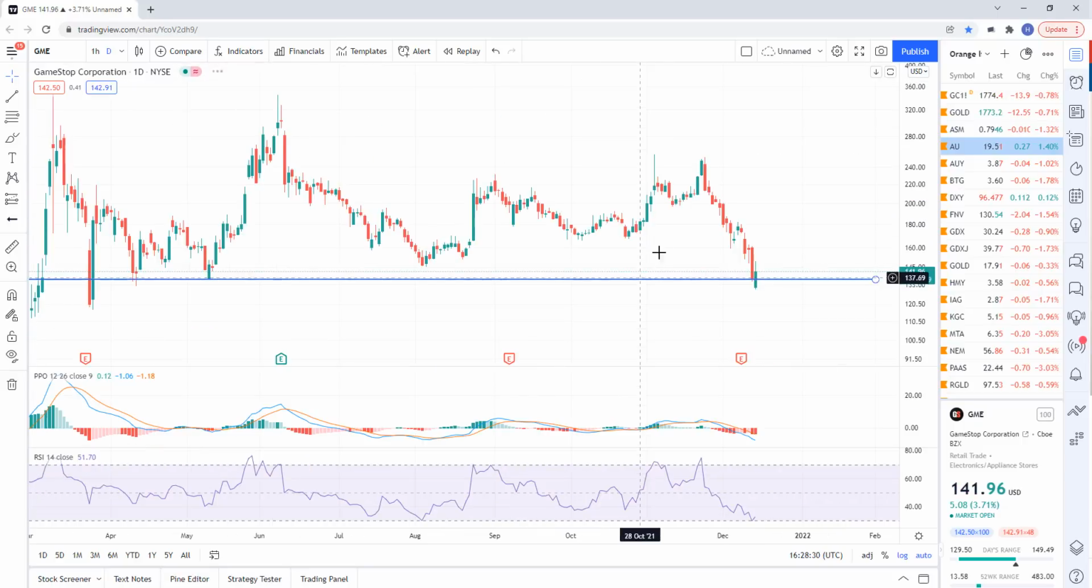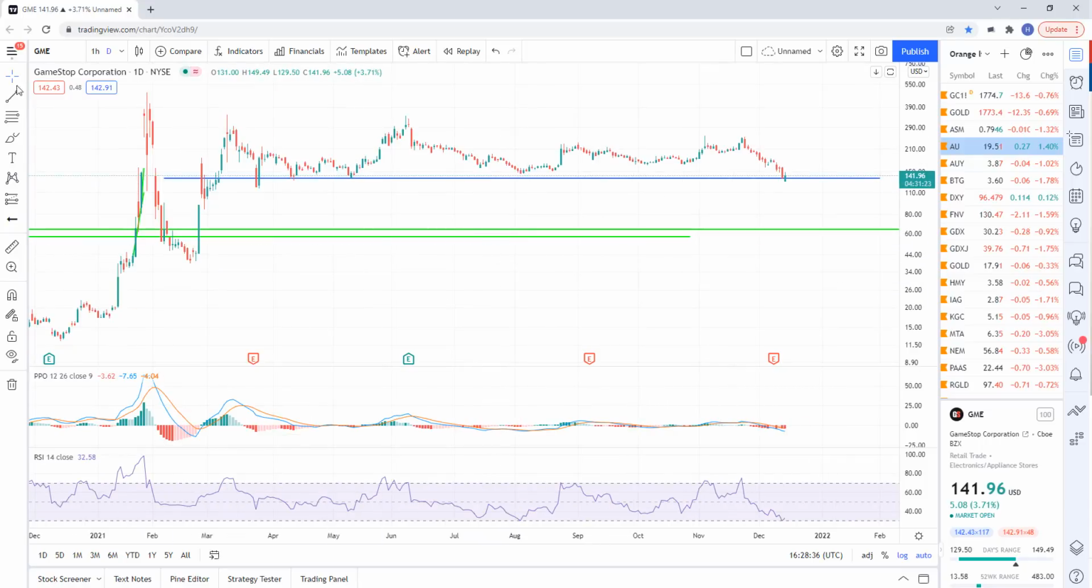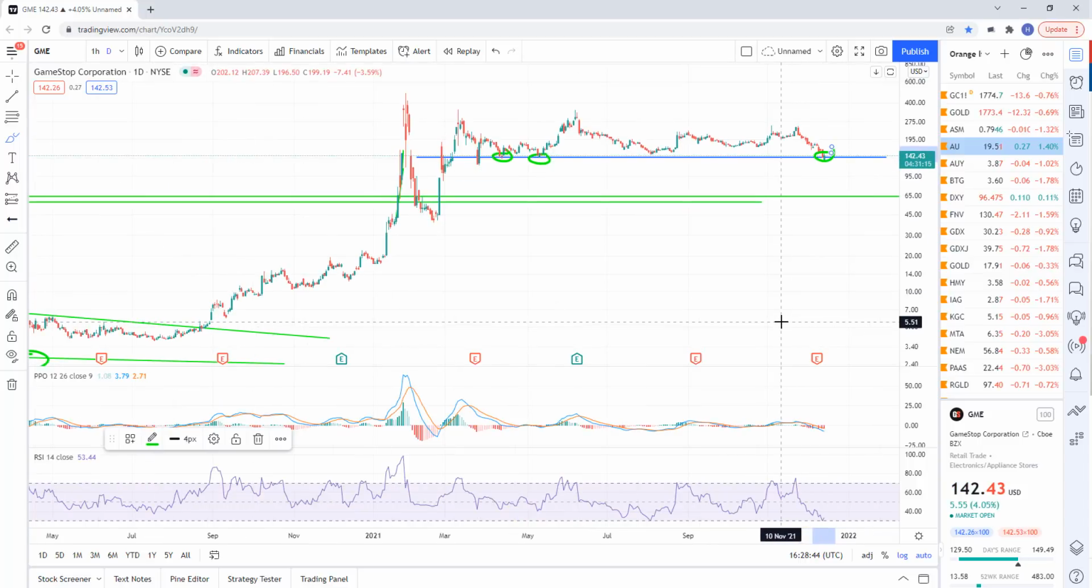GME, this one's right at support. You can see it's bouncing right here at this 136 area. So I've got that kind of marked out. You've got several reactions here. A break of that, and this thing should really unravel pretty quickly. So look for that. Again, I know that there's this diamond hands thing, but the diamond hands are only diamond hands when it's going up, and it's an easy trade.